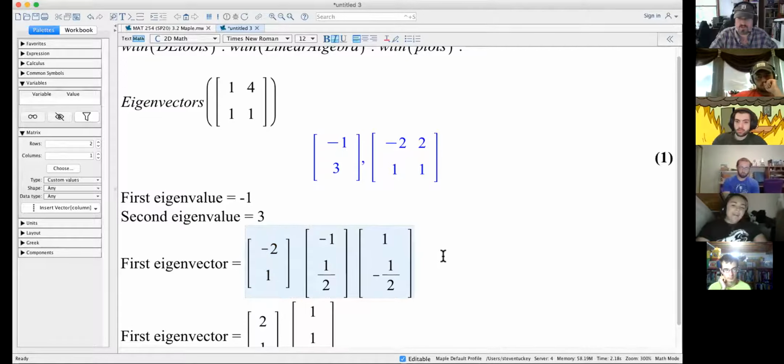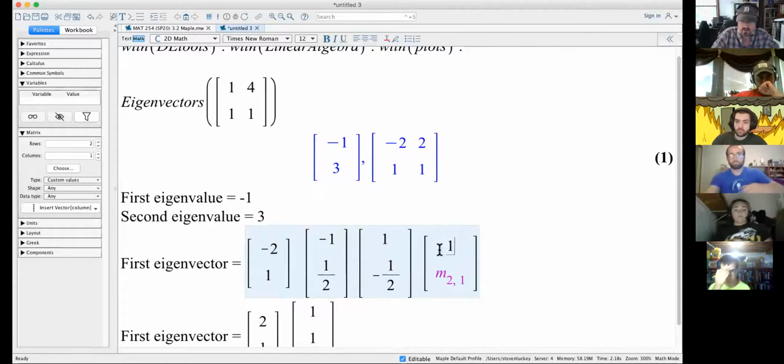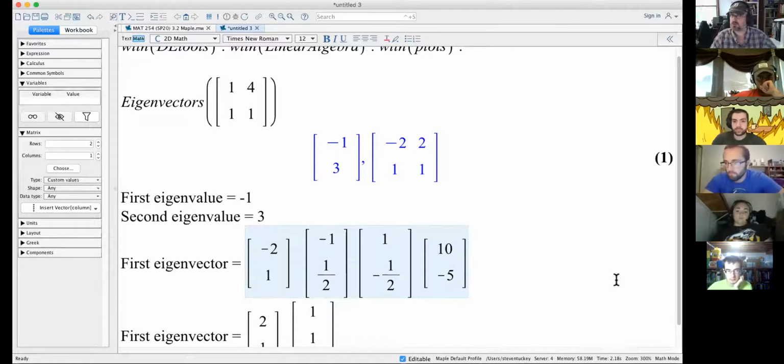How about this? What if I told you the first number is 10? What's the bottom number have to be? -5. There's only one option for the bottom number. Don't get me wrong. If I choose the top one to be 10, the bottom one has to be -5. If I choose the top one to be -10, then the bottom one has to be +5. That's it. There's no other option there.